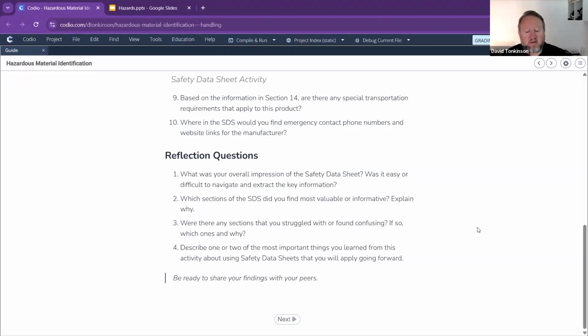Okay, so before we go to a break, last question there. Describe one or two of the most important things you learned from this activity. Let's just pick one. What was the most important thing you learned from this particular activity? Not so much just about the SDS.